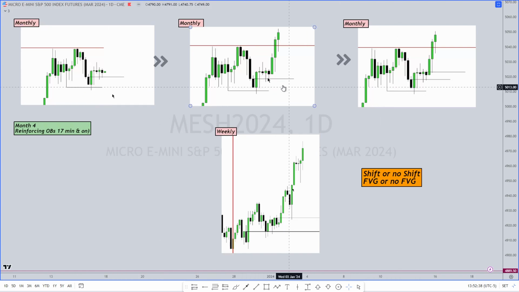examples on the monthly where neither one of those things exist. No fair value gap in this example, it holds. No market structure shift, it holds. Price doesn't close below the mean threshold. Similarly here, no fair value gap in the leg preceding it. It does have a market structure shift, it still holds, and then takes off.